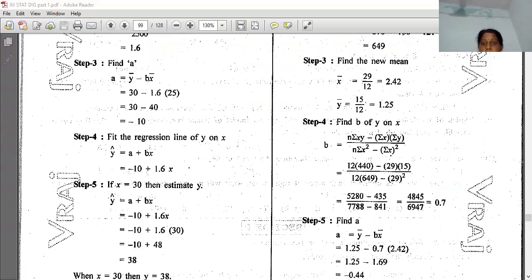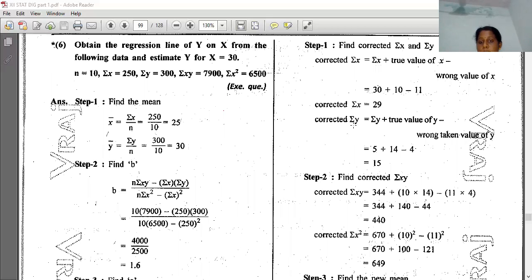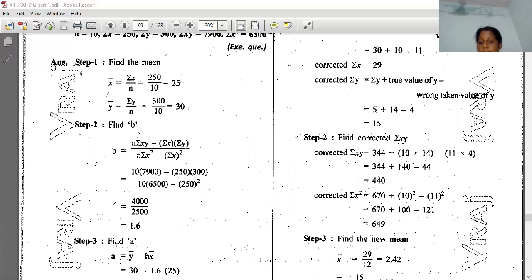Now here you have to find the corrected sigma x and sigma y. So what I told you, what was the formula to find any corrected value? First put the original value, plus the right observation, minus the wrong. Whatever is right, you add it; whatever is wrong, you subtract it. Simply, think about it systematically. Okay, so sigma x is 30 plus 10 minus 11. Then sigma y is the original plus right minus wrong. Corrected xy is also like this.